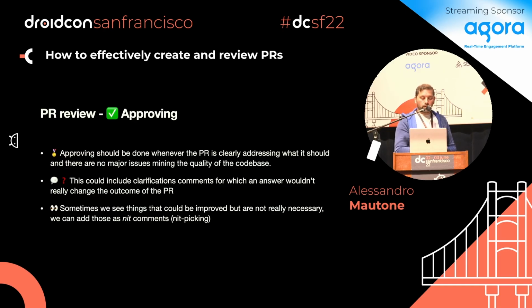And then something we do a lot is whenever we see things that could be improved but are really nitpicking, we prefix the comment with "nitpicking," and then comment it. This is an agreement we have within the team, which means whenever we do a comment in this way, you can either address it or not. It's going to be totally fine. So if you don't address it, it's going to be fine.